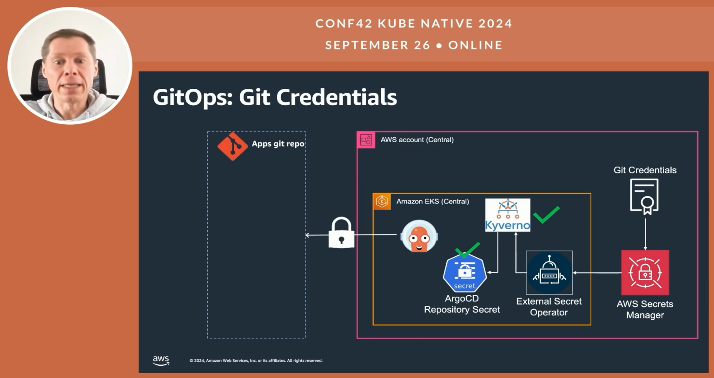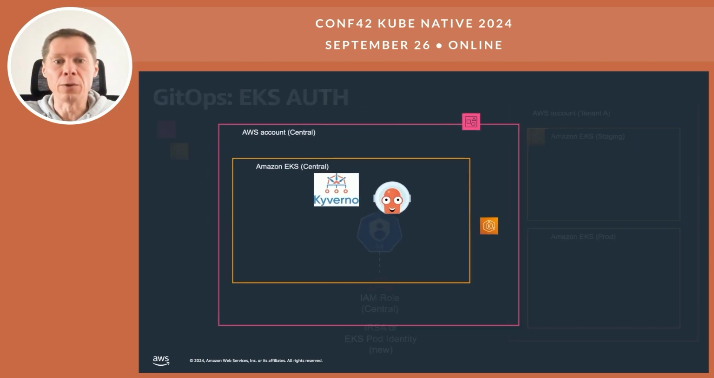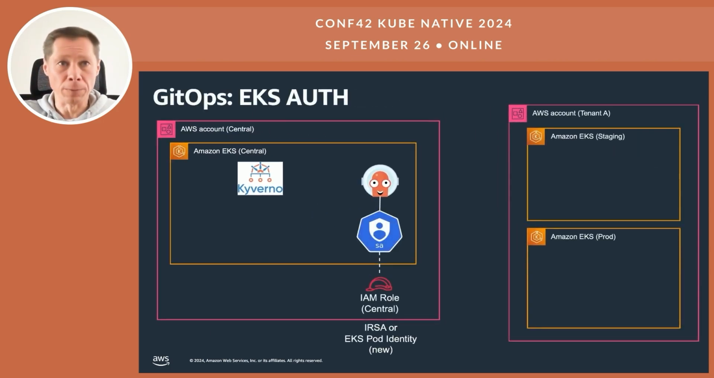Kyverno can have a policy that only allows Git credentials for Argo CD to be of type, for example, SSH only. And it also could check if those credentials are coming only from a specific Git repository or Git server or from a specific region. It could be quite secure.